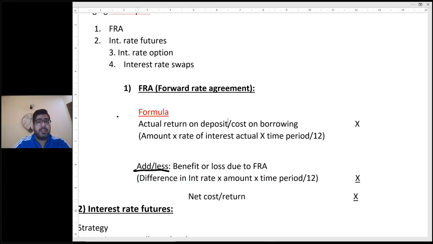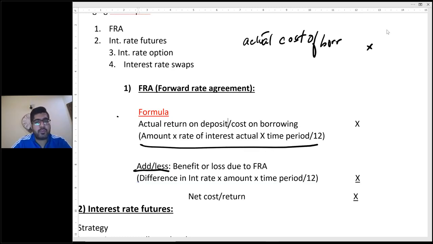Like for example, you got a borrowing case. So firstly, through this formula, you wrote actual cost of borrowing. Okay, let's suppose you got a borrowing case, so through the formula, you found actual cost of borrowing. Then you notice that you get a benefit due to FRA. Will it be added or deducted? Benefit will reduce cost, so we will deduct it.